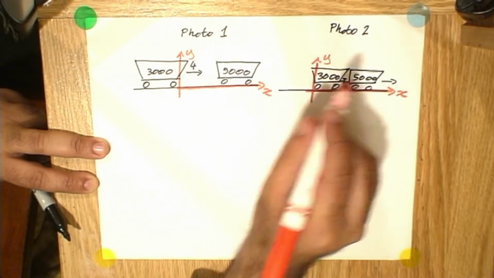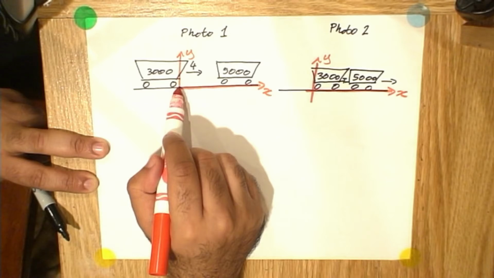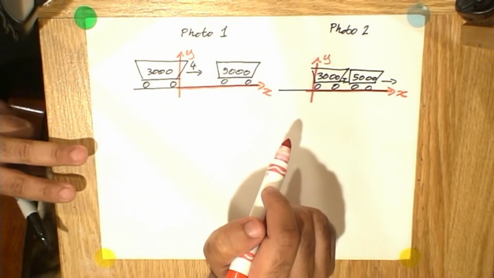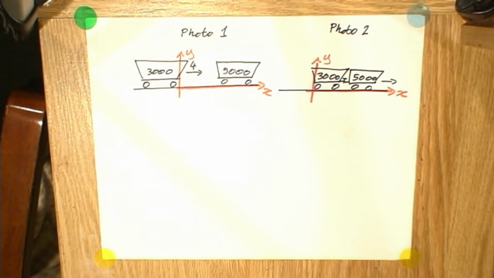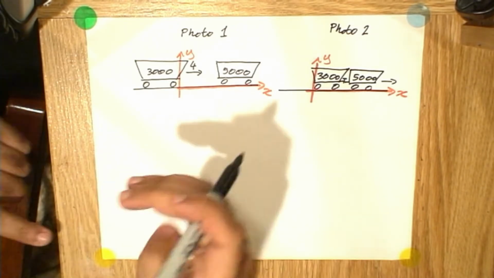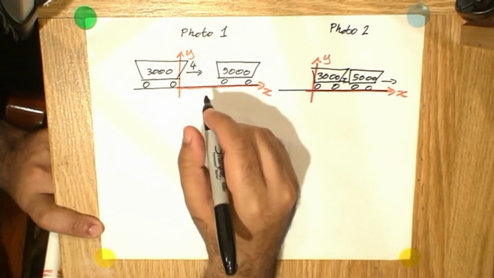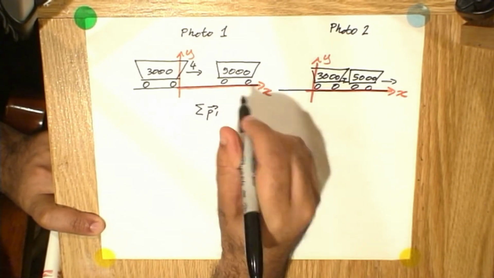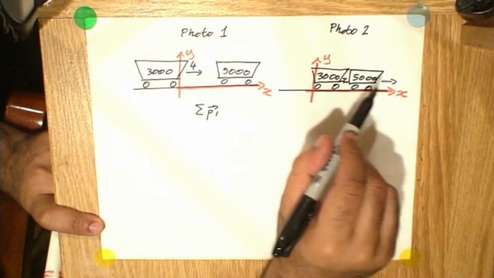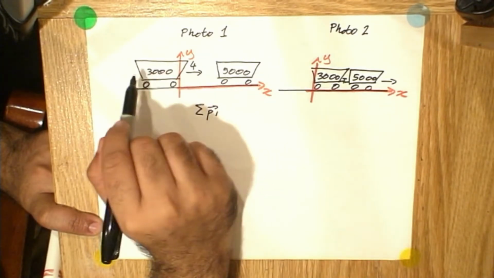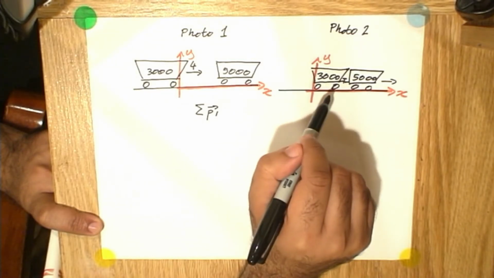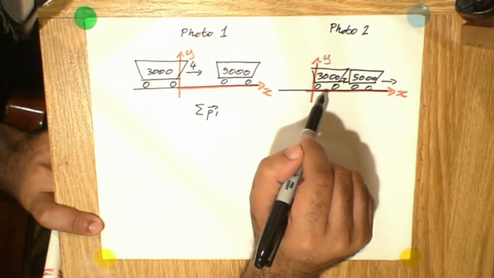So there's my origin. This is where the back wheel of the 3,000 will be when it collides with the 5,000. Now that we have all of this information, let us proceed with applying conservation of energy, conservation of momentum to solve for the total velocity, or the final velocity, that this pair of rail cars is going to experience.